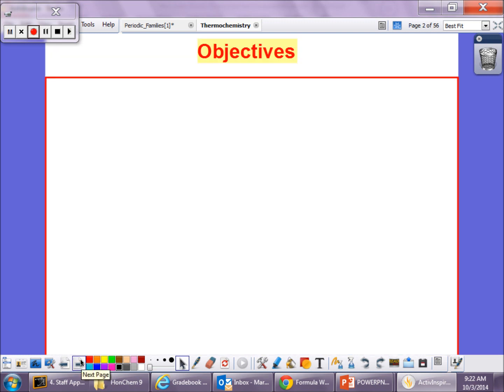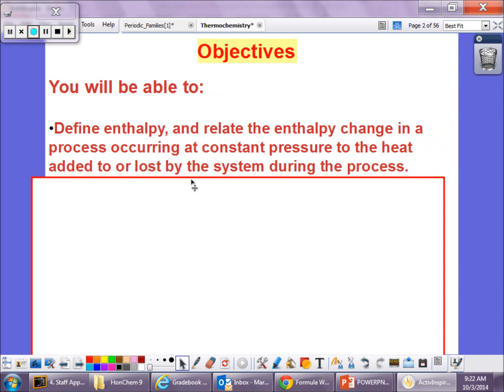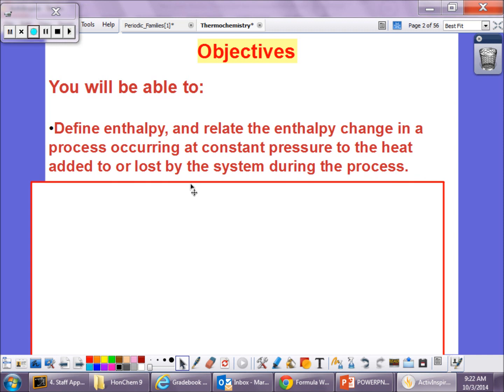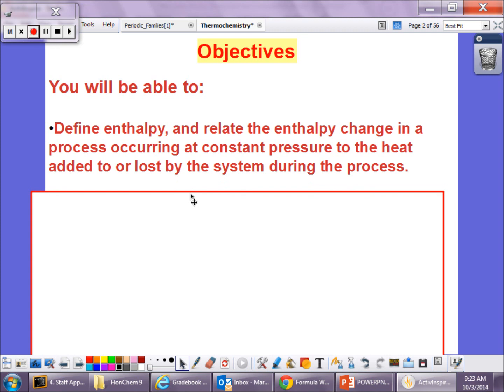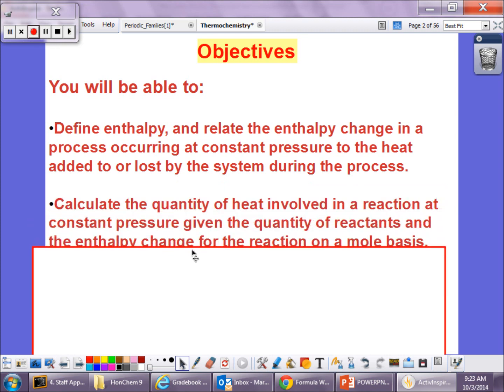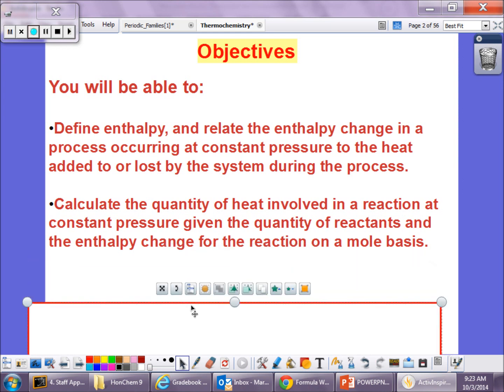Okay, objectives for today's lesson. You will be able to define enthalpy and relate the enthalpy change in a process occurring at constant pressure to the heat added or lost by the system during the process. You will be able to calculate the quantity of heat involved in a reaction at constant pressure given the quantity of reactants and the enthalpy change for the reaction on a mole basis.